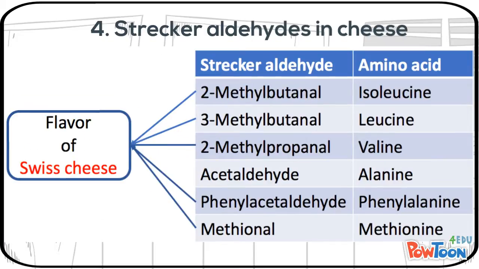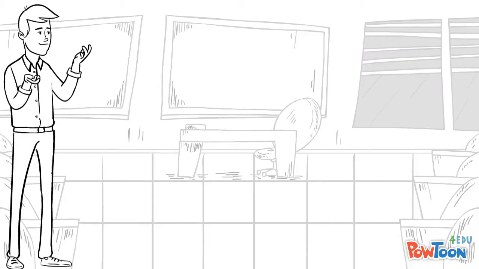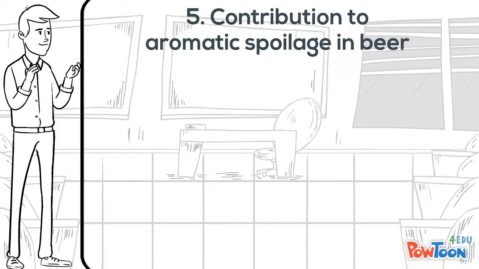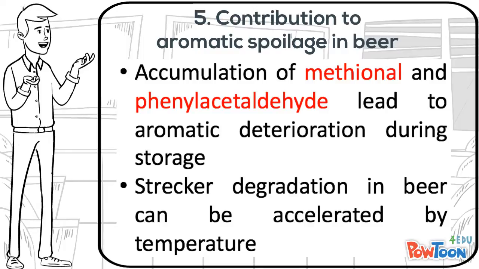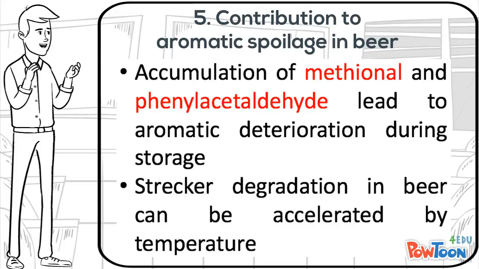In addition, in Swiss cheese, some Strecker aldehydes were also detected, including 2-methylbutanal, 3-methylbutanal, 2-methylpropanal, phenylacetaldehyde, and methional. Besides the contribution to the flavor of some dairy products, Strecker aldehydes also contribute to aromatic spoilage in alcoholic beverages. The accumulation of methional and phenylacetaldehyde in beer during storage can lead to aromatic deterioration. The Strecker degradation in beer can be accelerated by temperature, so a higher storage temperature will result in faster Strecker degradation. So to increase the shelf life of beer, the storage temperature should be controlled.